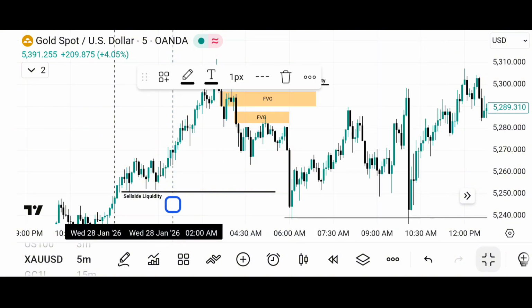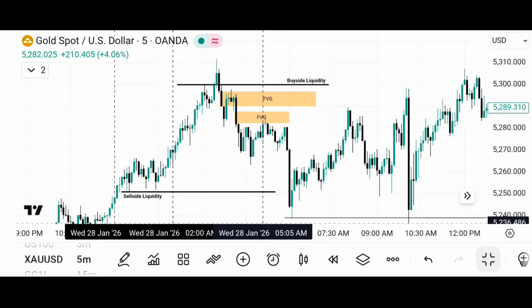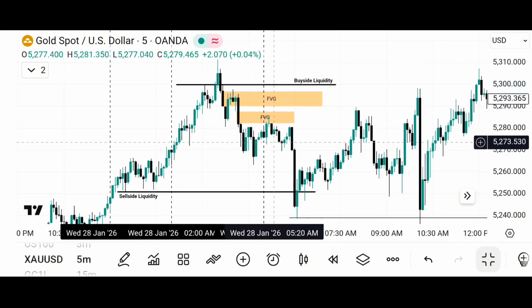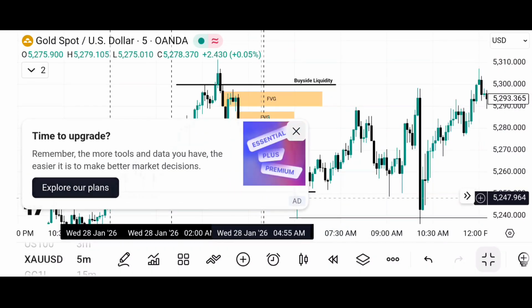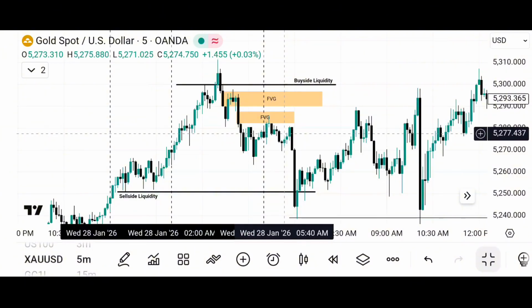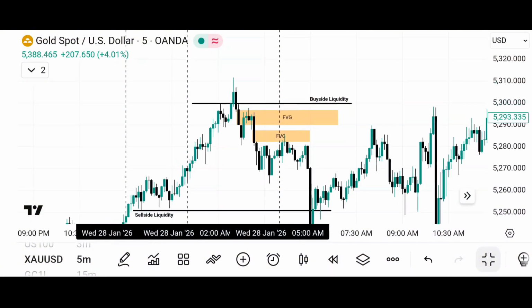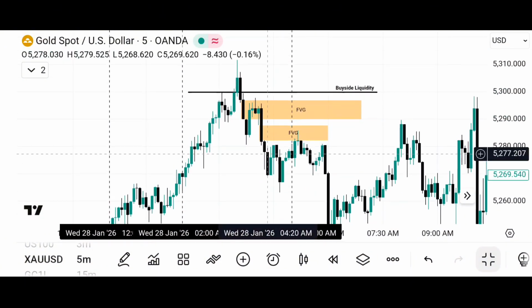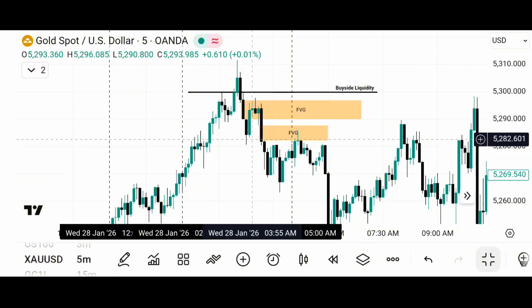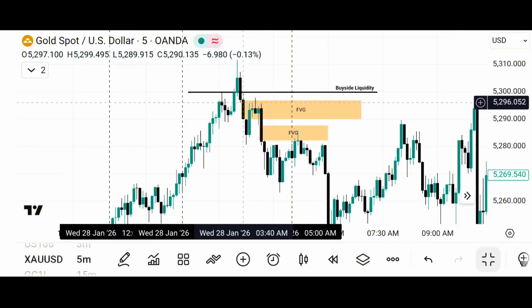This is the kill zone, 2 a.m. to 5 a.m. And you can see price actually traded down to this sell side liquidity after 5 a.m. So during this kill zone, price traded to take out these buy stops from this high, displaced down, traded down with displacement and formed the fair value gap.